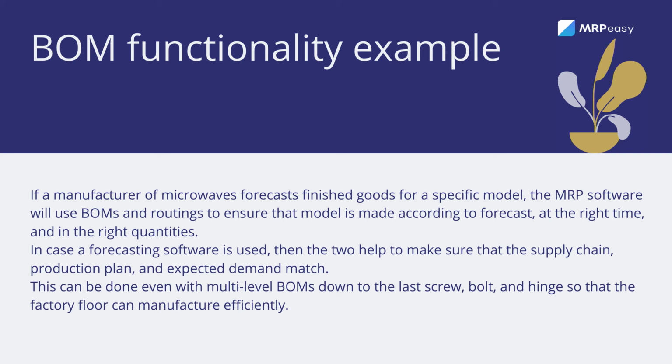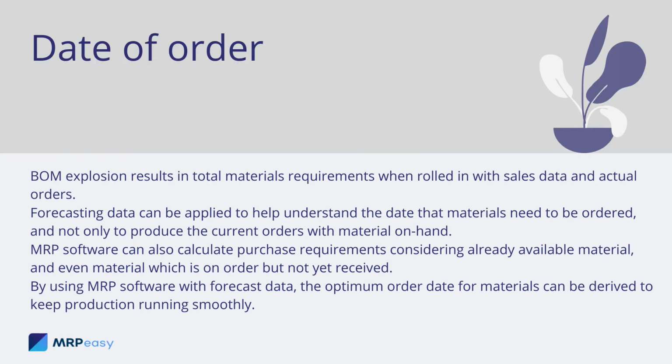In case forecasting software is used, then the two help to make sure that the supply chain, production chain, and expected demand match. This can be done even with multi-level BOMs, down to the last screw, bolt, and hinge, so that the factory floor can manufacture efficiently. BOM explosion results in total materials requirements when rolled in with sales data and actual orders. Forecasting data can be applied to help understand the date that materials need to be ordered, and not only to produce the current orders with material on hand.